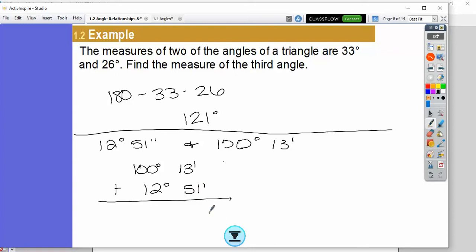So now that we have degrees and minutes, you can expect that I'll probably put some of these on there as well. So if I add my minutes together, we get 64. And that's 112 degrees, 64 minutes, except how should I rewrite this? 113 degrees and 4. Okay, and then we have to do what? Subtract from 180.